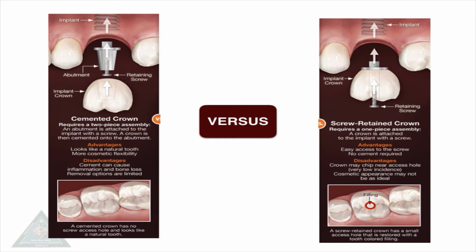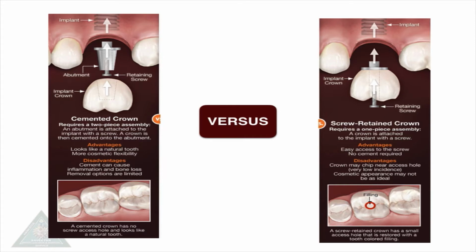In cement crown, it requires a two-piece assembly. An abutment is attached to the implant with the screw, as you can have a look at the diagram on the left hand side, and a crown is then cemented onto the abutment. In screw retained, it requires a one-piece assembly. A crown is attached to the implant with the screw.